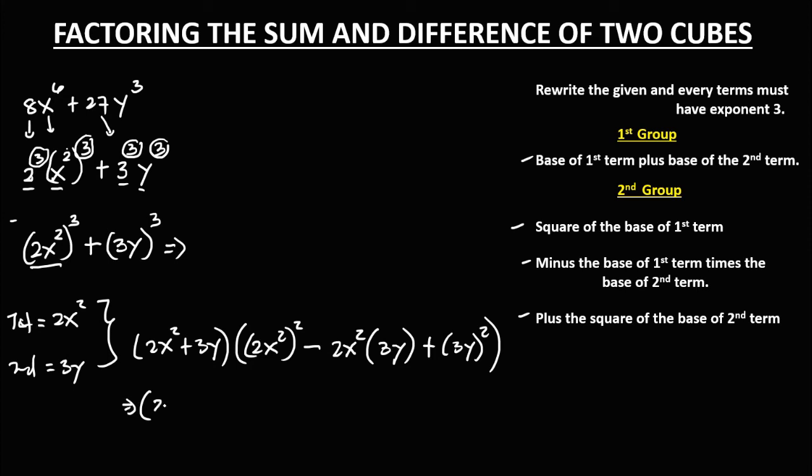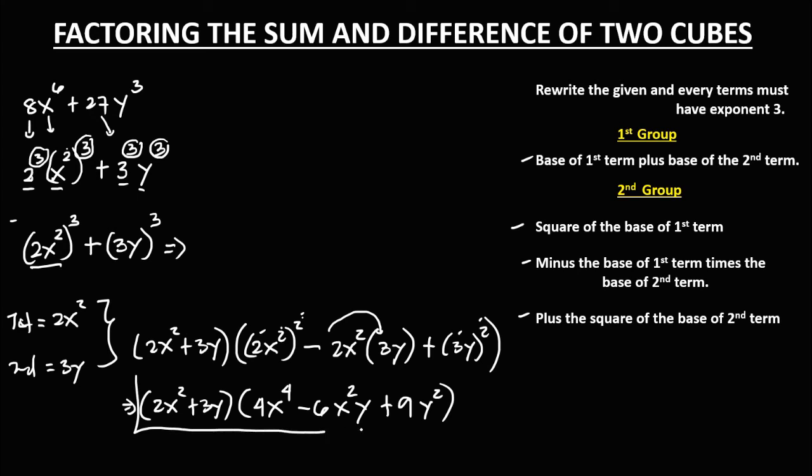Then simplify. So we have now 2x squared plus 3y, then times this 2 squared, so 2 times 2 is 4, then x, 2 times 2 is 4, so x to the power 4. Then this negative 2 times 3 is negative 6, then x squared times y, then plus this 3 to the power 2, that's 9, then y squared. So these are the factors for this equation.